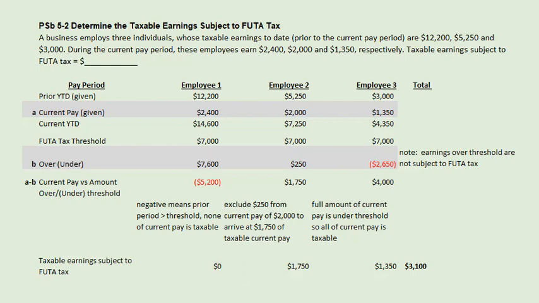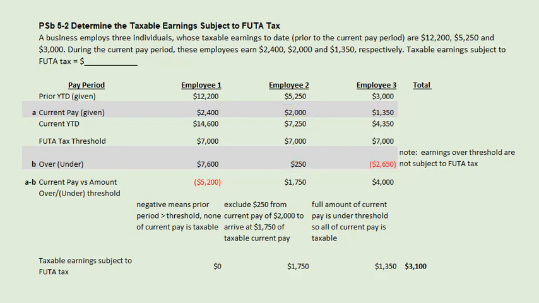Employee 2 has current year-to-date earnings of $7,250, and that is $250 over the threshold, so we want to exclude the $250 from the current pay of $2,000 because $250 of the $2,000 is not subject to FUTA tax.